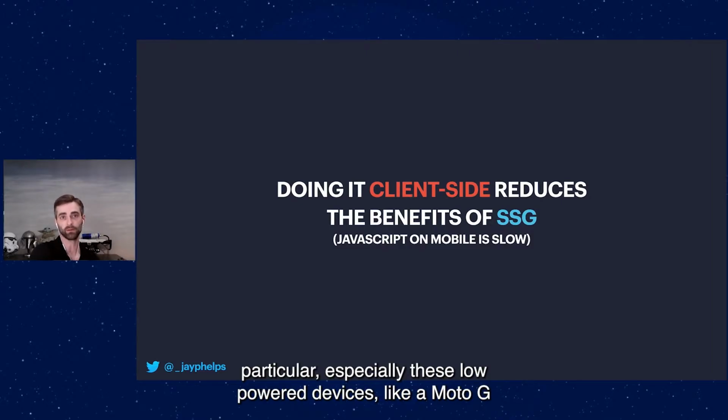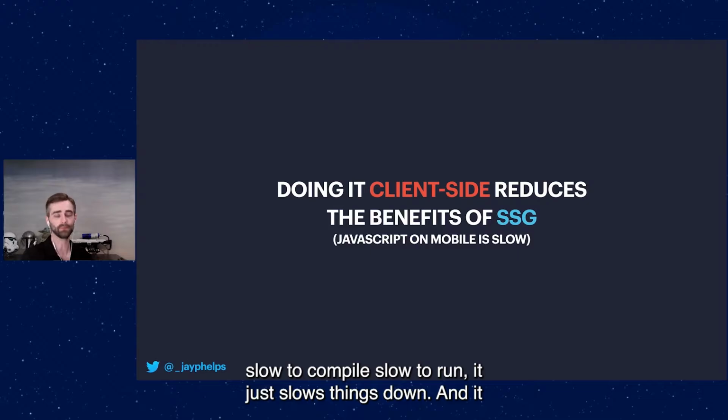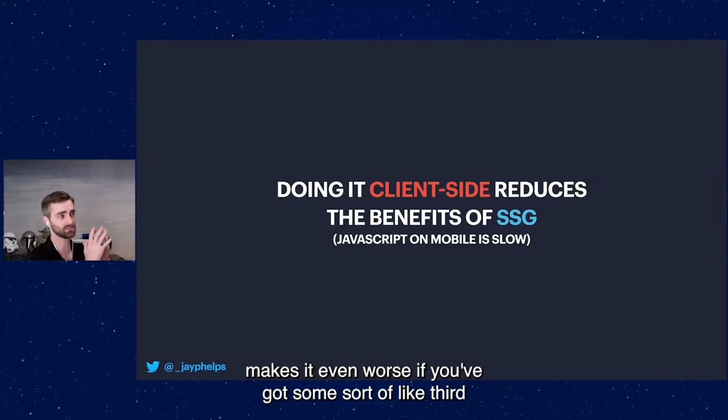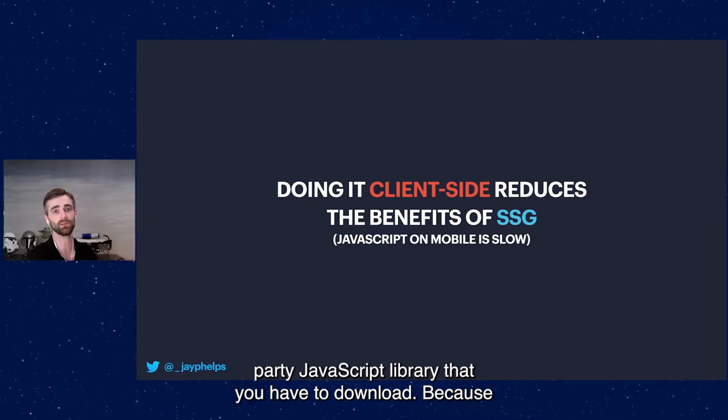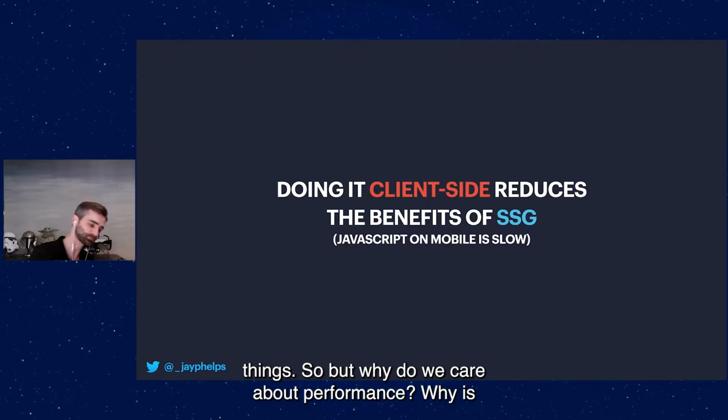And the reason behind why it's slower is complicated, but the gist of it is that JavaScript on mobile in particular, especially these low-powered devices like a Moto G4, is too slow. It's slow to download, slow to parse, slow to compile, slow to run. It just slows things down. And it makes it even worse if you've got some sort of third-party JavaScript library that you have to download because you've got SSL and DNS and all sorts of other additional things.